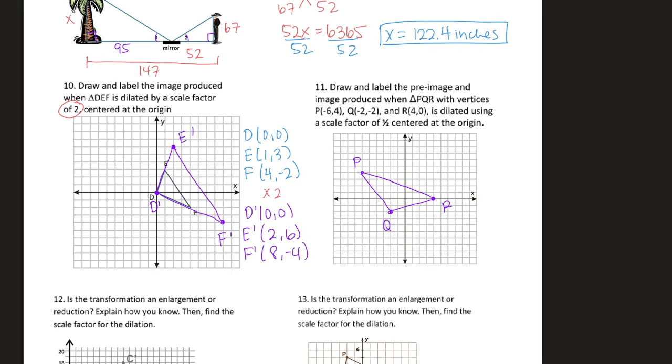And now we're going to dilate by a scale factor of 1/2. So we're going to be multiplying these all by 1/2. So that tells me that P prime is going to be negative 3, 2. Q prime is going to be negative 1, negative 1. And then R prime is going to be 2, 0. So negative 3, 2, that's P prime. Negative 1, negative 1, Q prime. And then R prime. So this would be a reduction.